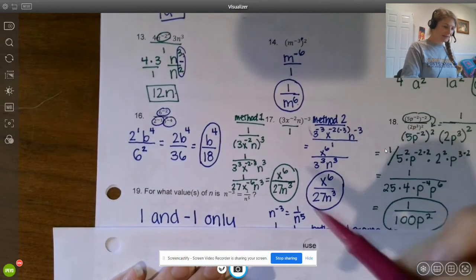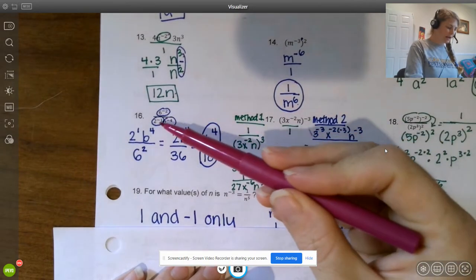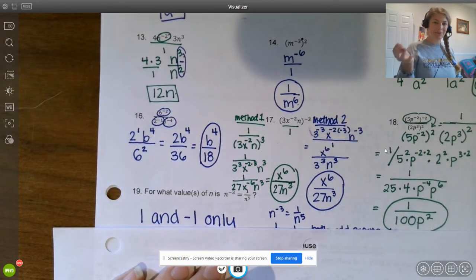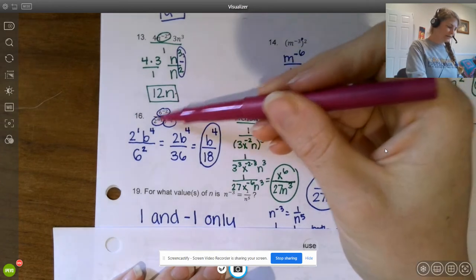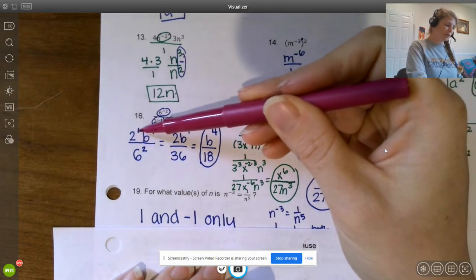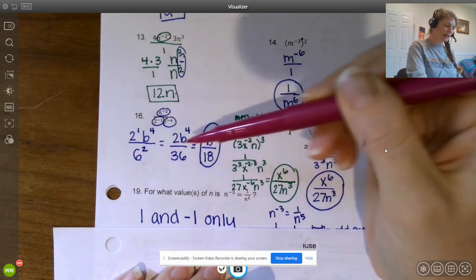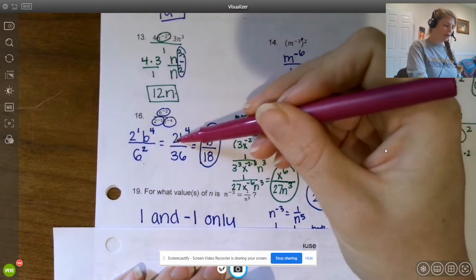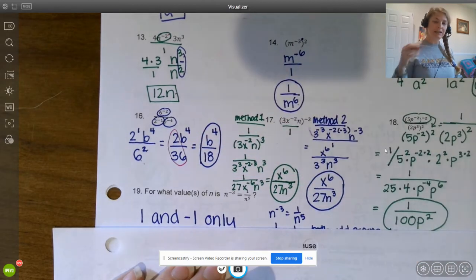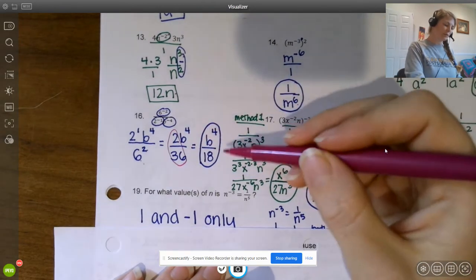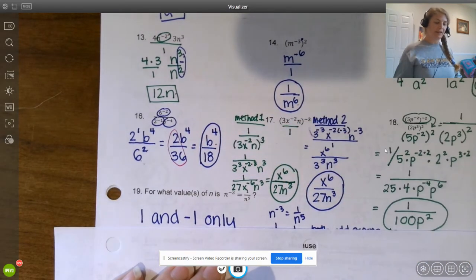Taking a look at 16, there were a couple of powers we needed to move around. So I circled them to remind myself, and then it became 2 to the first in the numerator and b to the fourth in the numerator, and the denominator had 6 to the second. We do want to simplify that, and notice that 2 over 36, they're both even, so of course that is 1 over 18, which final answer is b to the fourth over 18.